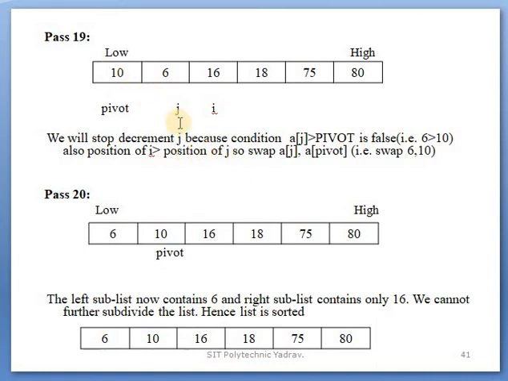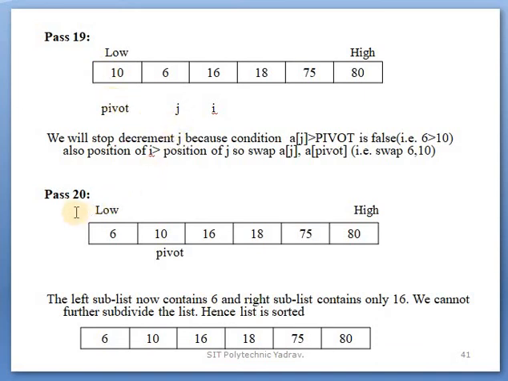Clear that? Why do we swap j and pi? Because I has crossed j: the position of I is greater than the position of j. With positions 0, 1, 2 meaning array positions, 10 is at the 0th position, 6 is at the first position, 16 is at the second position, so the second position is greater than the first position, so we swap a of j and pi. When the position of I is less than j, that time we swap I and j. So here we swap the 6 and 10.